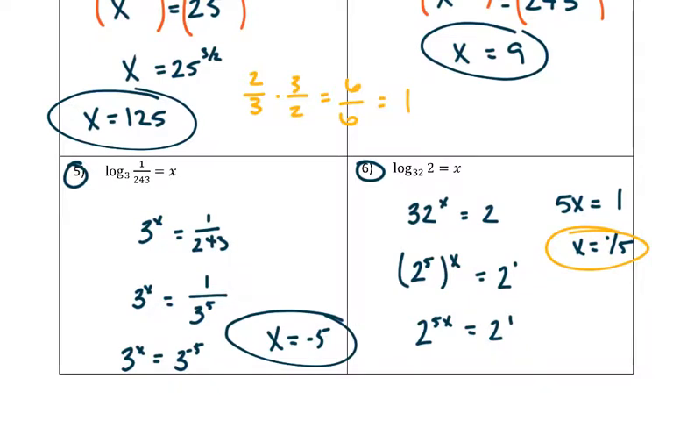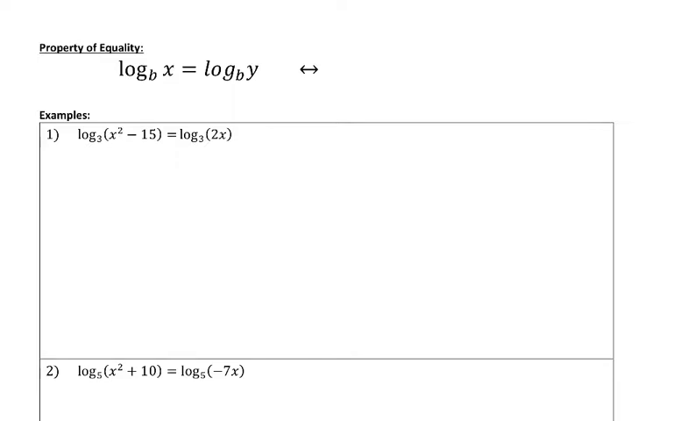All right, let's move on to the next page. Now, the next page is another property of equality. This is when you have logs on both sides. If you have log base b on both sides, then you can take whatever you're taking the log of and set those equal to each other. So this would mean that x is the same as y, which is very similar to that property of equality that we used with the exponents. If you're taking the log of something and they're equivalent, then we must be taking the log of the same thing. So all you're doing here is log base 3 and log base 3 match, so whatever we're taking the log of must be equal to each other.